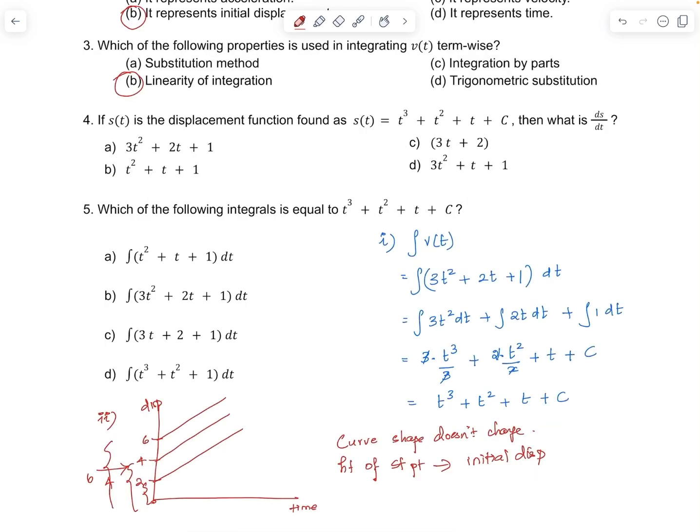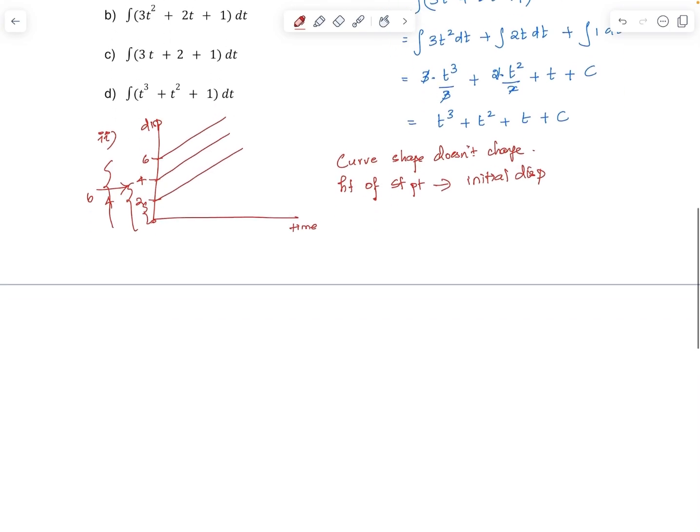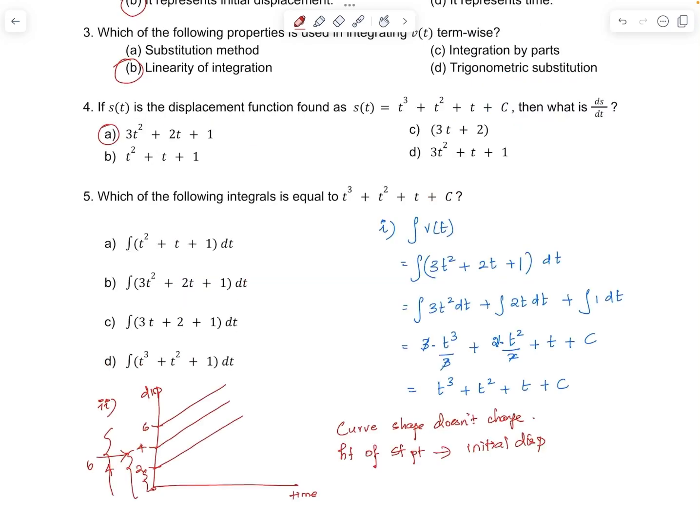Question 4. If s of t is the displacement function found as s of t equal to t cube plus t square plus t plus c, then what is ds by dt? That is, we have to differentiate that s of t. S of t is t cube plus t square plus t plus c. Differentiating it with respect to time, ds by dt is equal to 3t square plus 2t plus 1. The answer is option A.